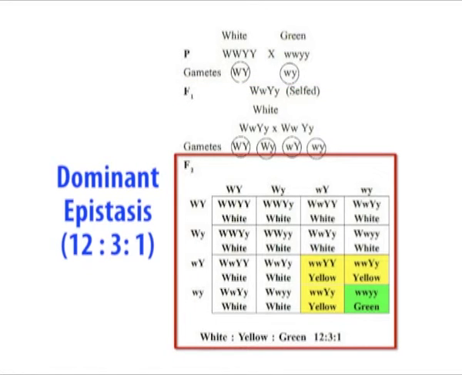Therefore, in a cross between capital W, small w, capital Y, small y plants, 12 plants will bear white flowers, while 3 will bear yellow flowers and 1 will bear green flowers.